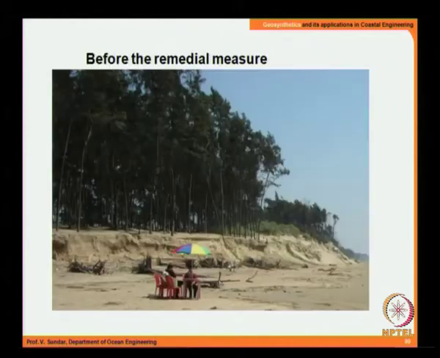We naturally went in for the geosynthetic material, and this is the site before the remedial measure. This picture has obviously been taken during the low tide, wherein you can see the status of the coast clearly.